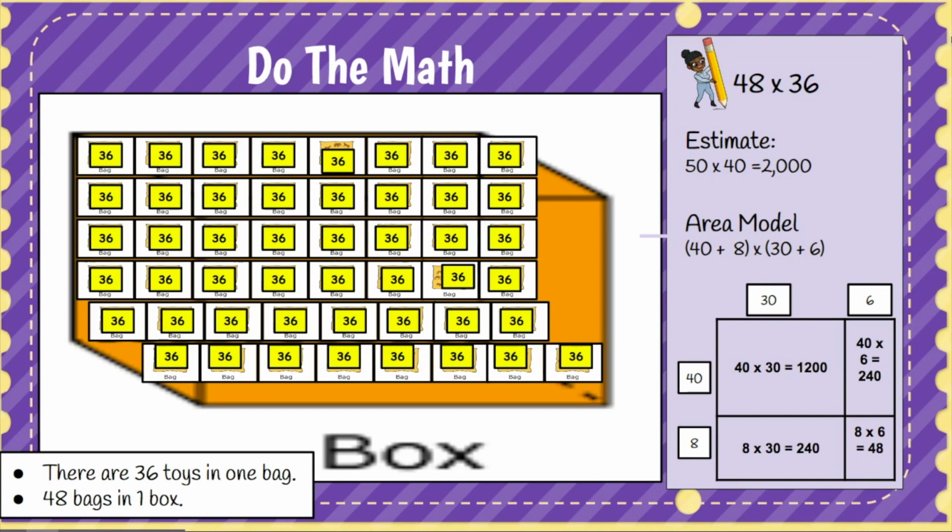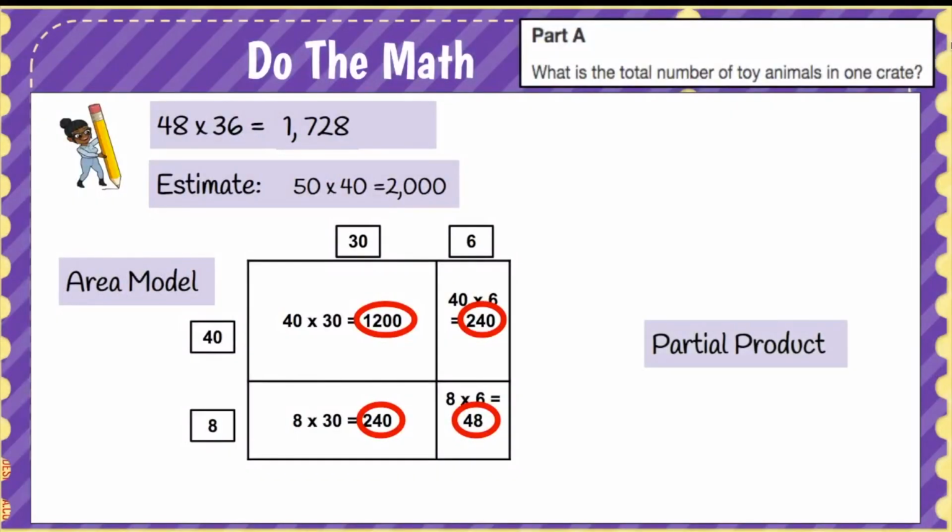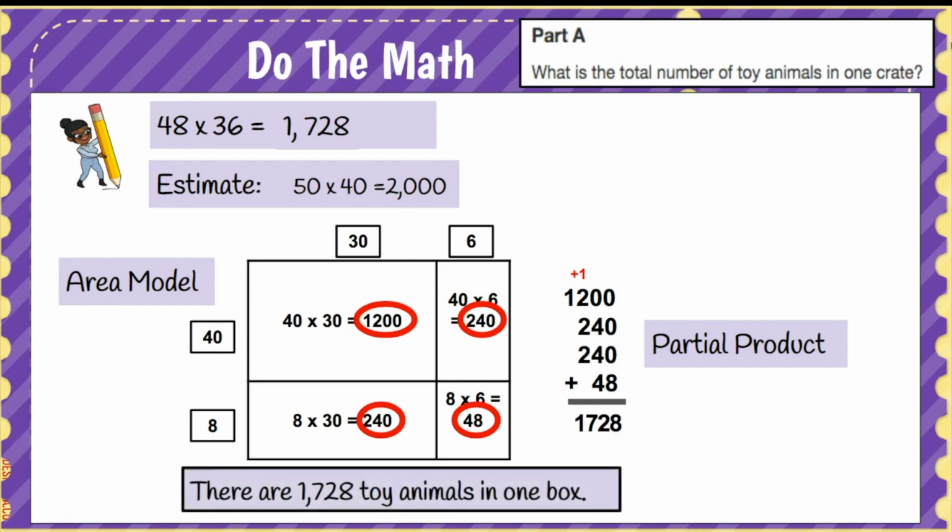Now that we have all of our partial products, let's see what our answer is going to be. We're going to take the partial products and add them together. 0 plus 8 is 8. 4 plus 4 plus 4 gives us 12. 2 plus 2 plus 2 is 6. Plus the 1 is 7. And 1 plus 0 is 1. So there are 1,728 toy animals in one box.